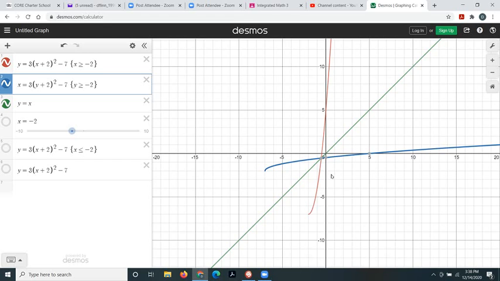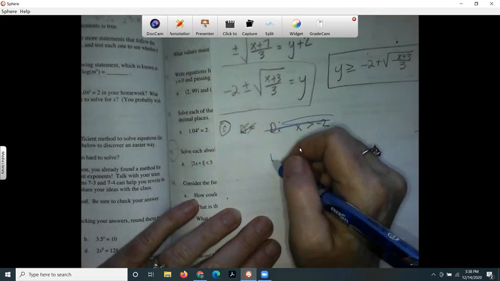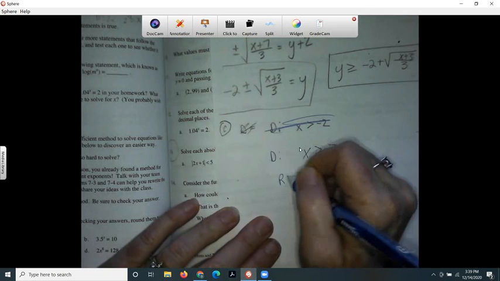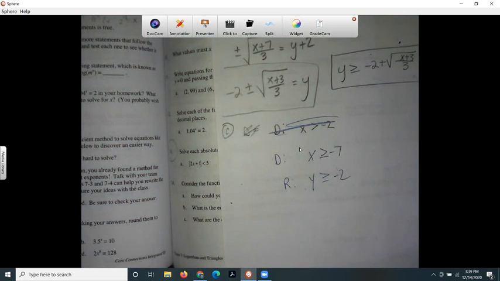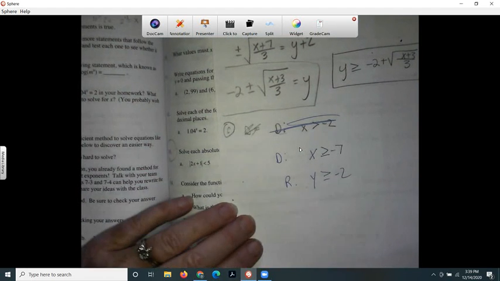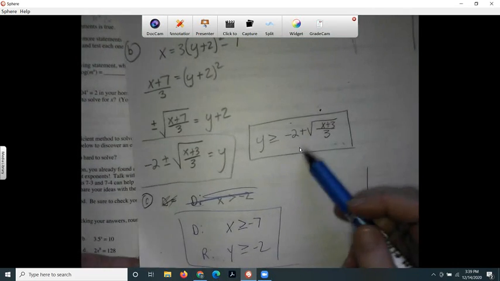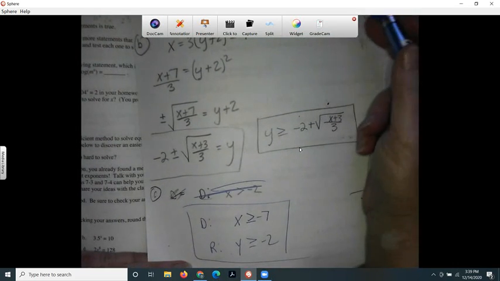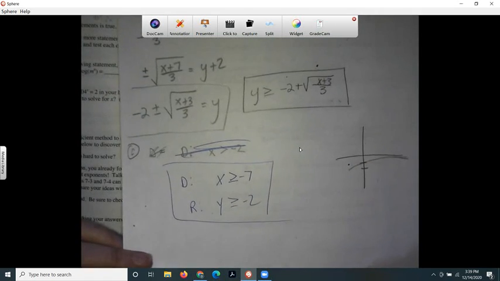I'll put it back on my document camera so you can see. So domain, range, and let's make sure I did that correctly. Yeah, that's right. Okay, so you had to choose which side of the parabola, and that makes your answer depend on which side of the parabola you chose.